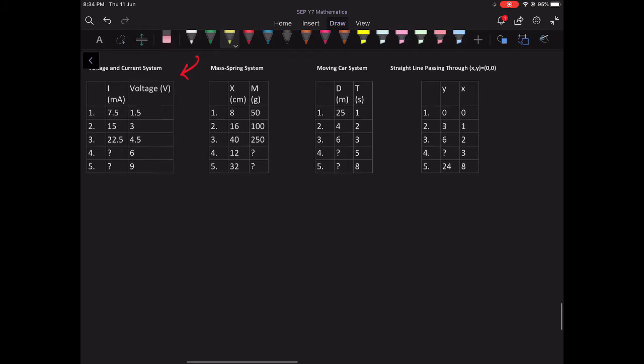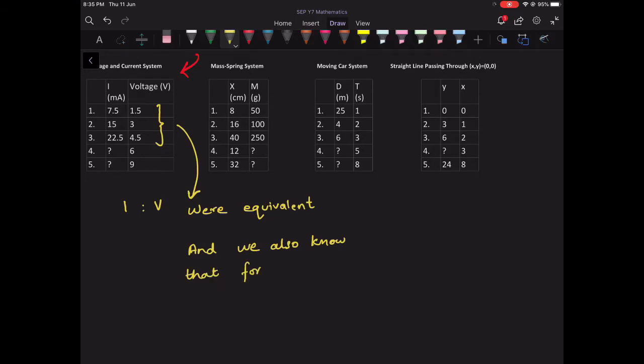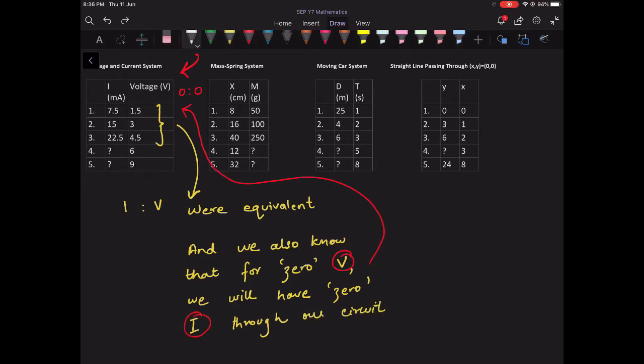Now we shall look at a method of finding whether two variables are proportional to each other or not, just by looking at the table. We already know that all these ratios are equivalent, and we also know that if voltage in the circuit is made 0, then the current in the circuit would also become 0. This means making one variable 0 makes the other one 0 as well.